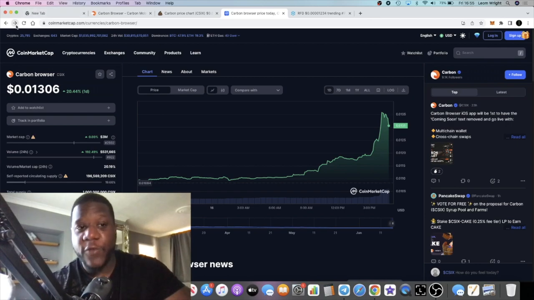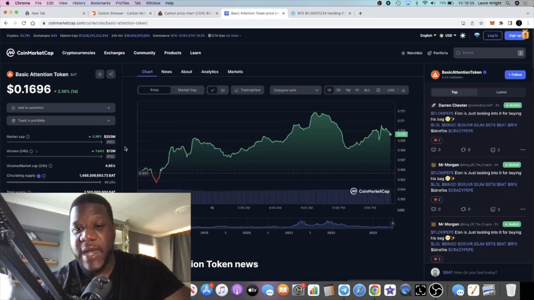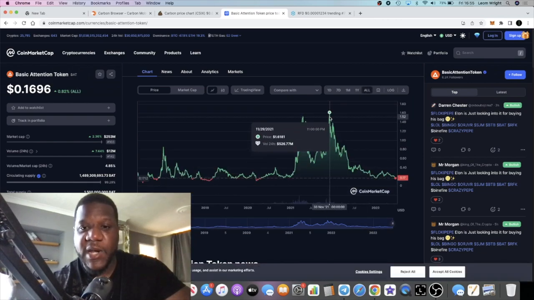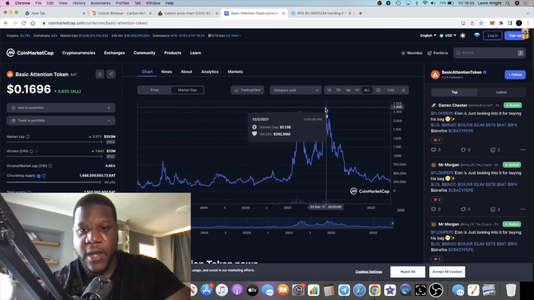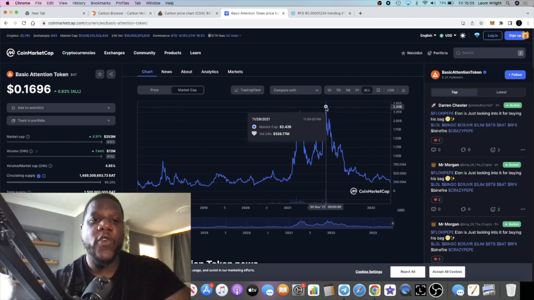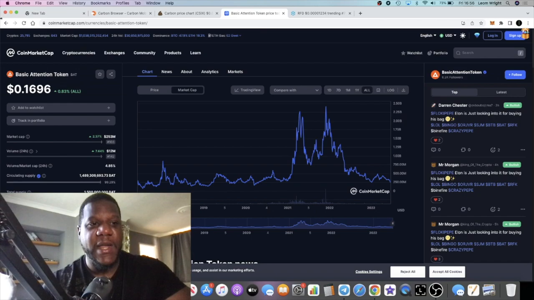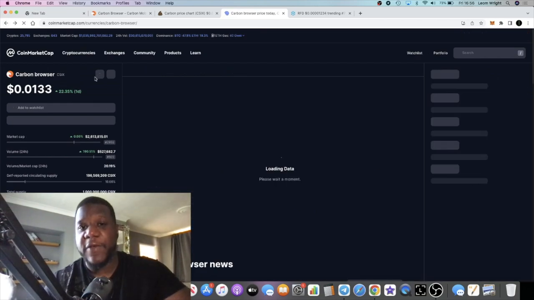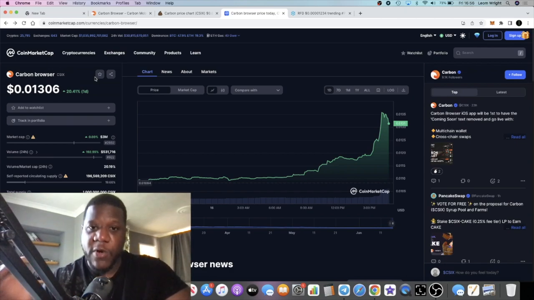Let's compare that again. So 3 million as compared to the 253 million that BAT is sitting at right now, with an all-time high market cap that peaked at around $2.4 billion. So just imagine that Carbon, sitting at 3 million at the moment, went to 253 million where Basic Attention Token is right now. That is almost just under 100x from where we're sitting right now.